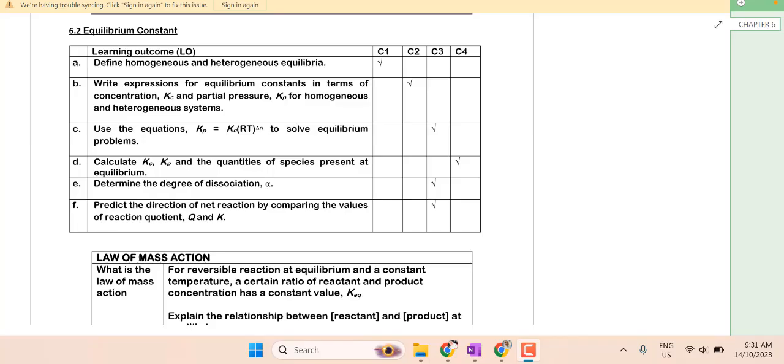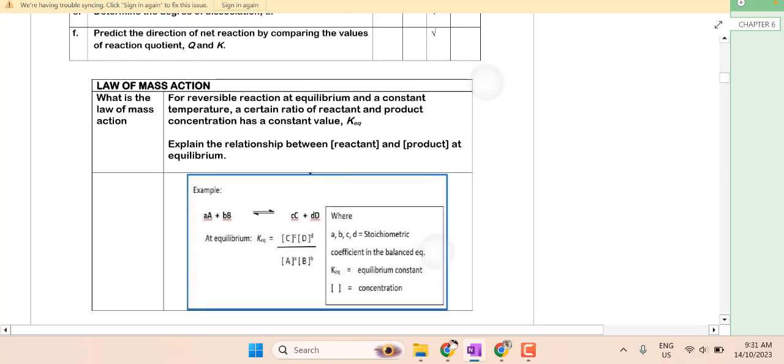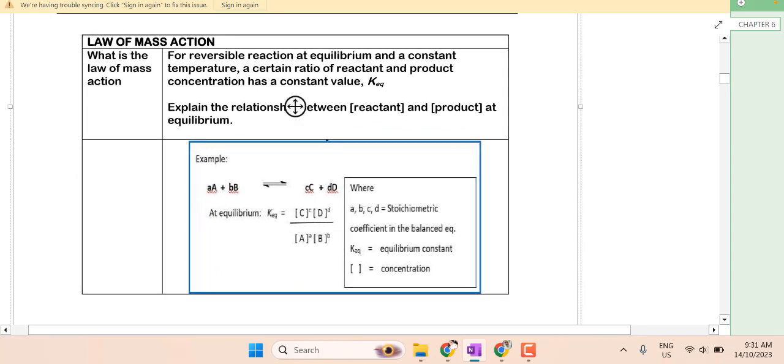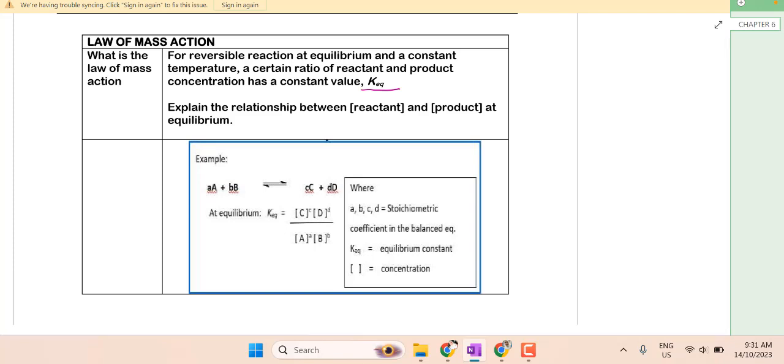6.2 Equilibrium constant. In 6.1, we already learned that at equilibrium, the concentrations of reactant and product are constant. Therefore, we will have a constant value. We call it the equilibrium constant. The equilibrium constant is a constant value where we take the concentration of product divided by the concentration of reactant. Both of these concentrations are at equilibrium.